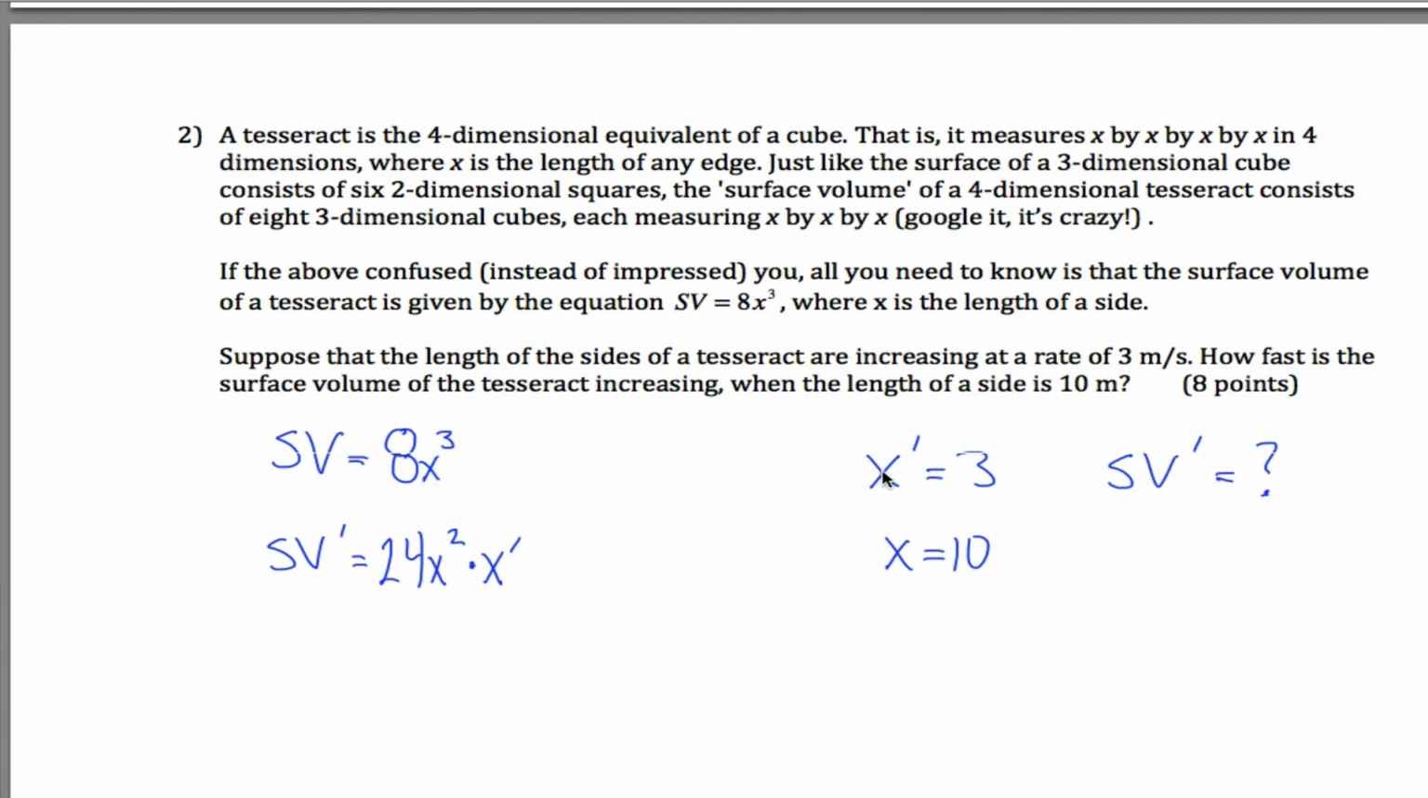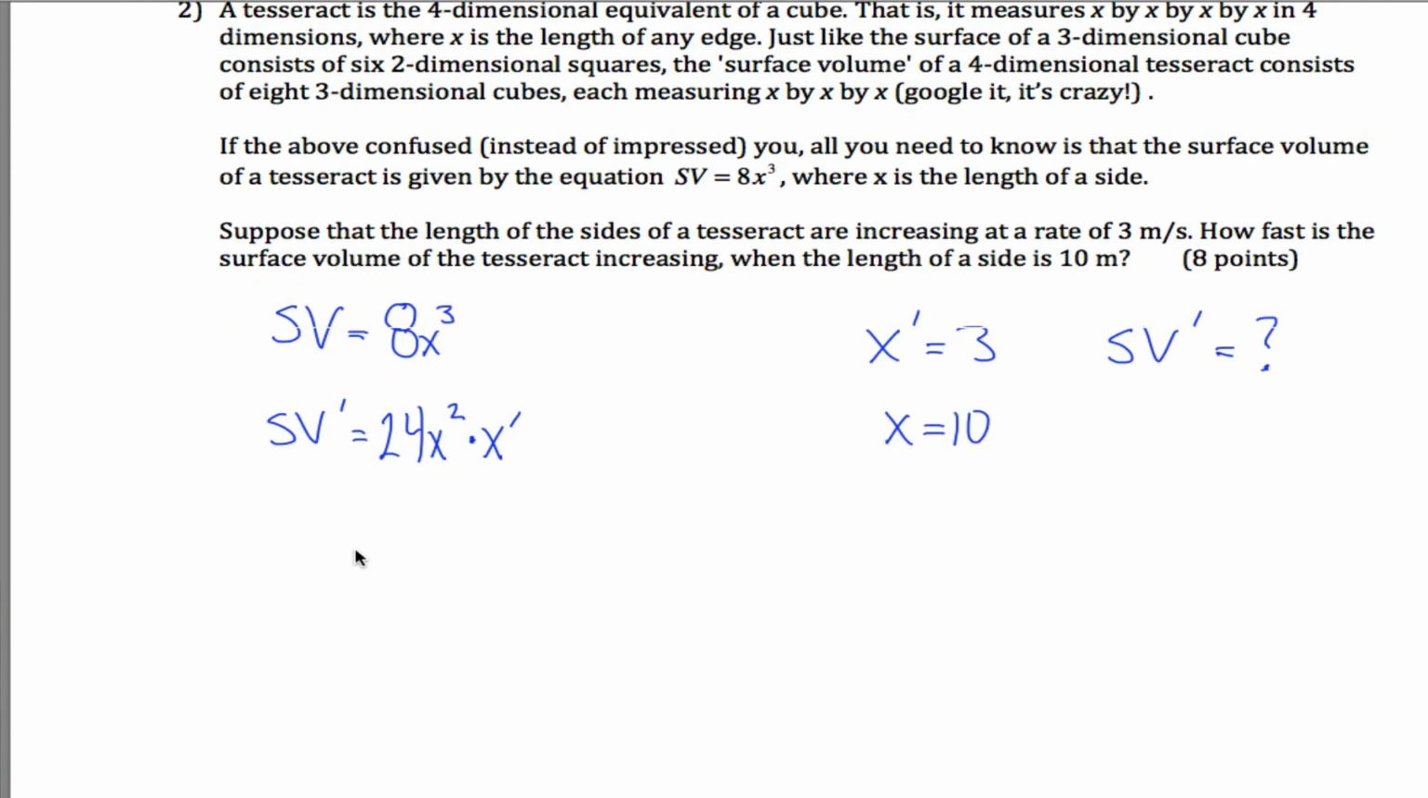How do I know it's a function? Because I have a representation of the change in that function. I have x prime is equal to 3. So this equation right here tells me that the change in the surface volume is 24 times x squared, x being 10, so times 10 squared, times x prime, which is 3. Let's see, this is 100, 24 times 3 is 72, times 100 is 7,200.